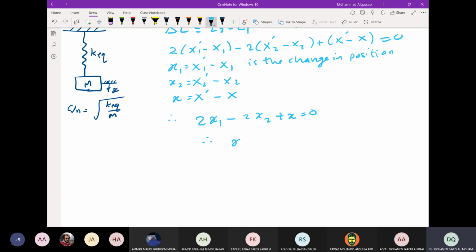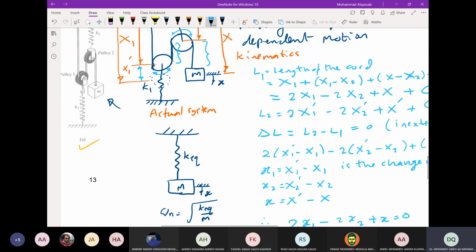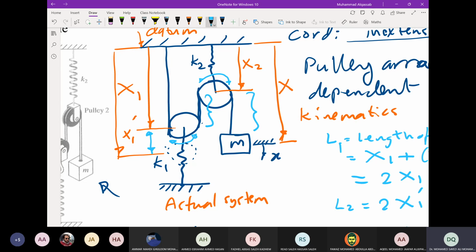Therefore, x equal to 2 minus x1 plus x2. So I have a relationship now between x1 and x2. Now physically, the positive direction we assumed is downward.